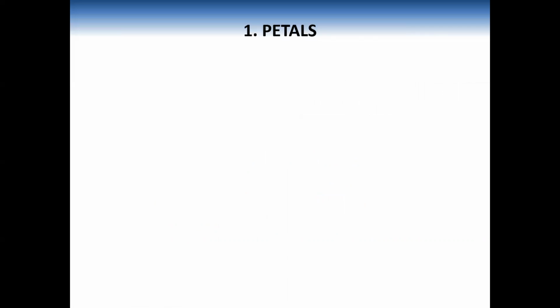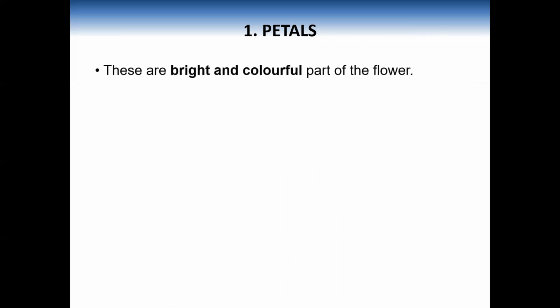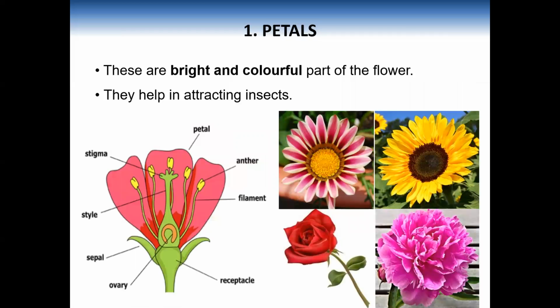First one is petal. These are bright and colorful parts of the flower. They help in attracting insects. So the colorful part of a flower is known as petal. And insects get attracted by this colorful part.